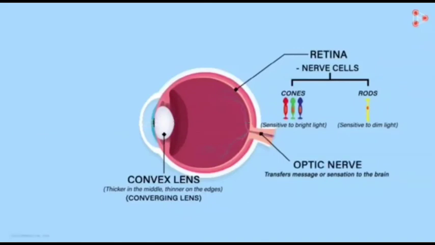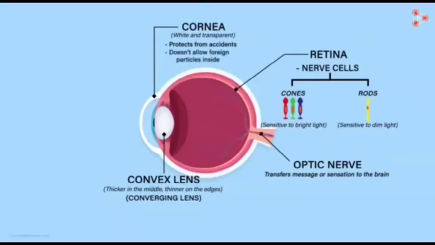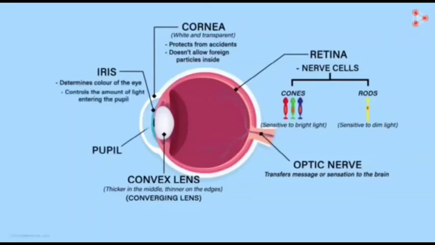Okay, let's quickly recap what we learned about the human eye. Human eye has a roughly spherical shape. The outer part of an eye, called the cornea, is a thick white transparent wall which protects the eye from accidents and keeps the foreign particles from entering inside. Behind the cornea, the colorful part of the eye, called the iris, is present. It has a small opening at the center called pupil. Iris controls the light entering through the pupil by contracting and expanding. Behind the pupil, there is a converging lens which focuses the light on retina. Retina consists of two types of nerve cells, namely cones and rods. They transfer the message through the optic nerve.